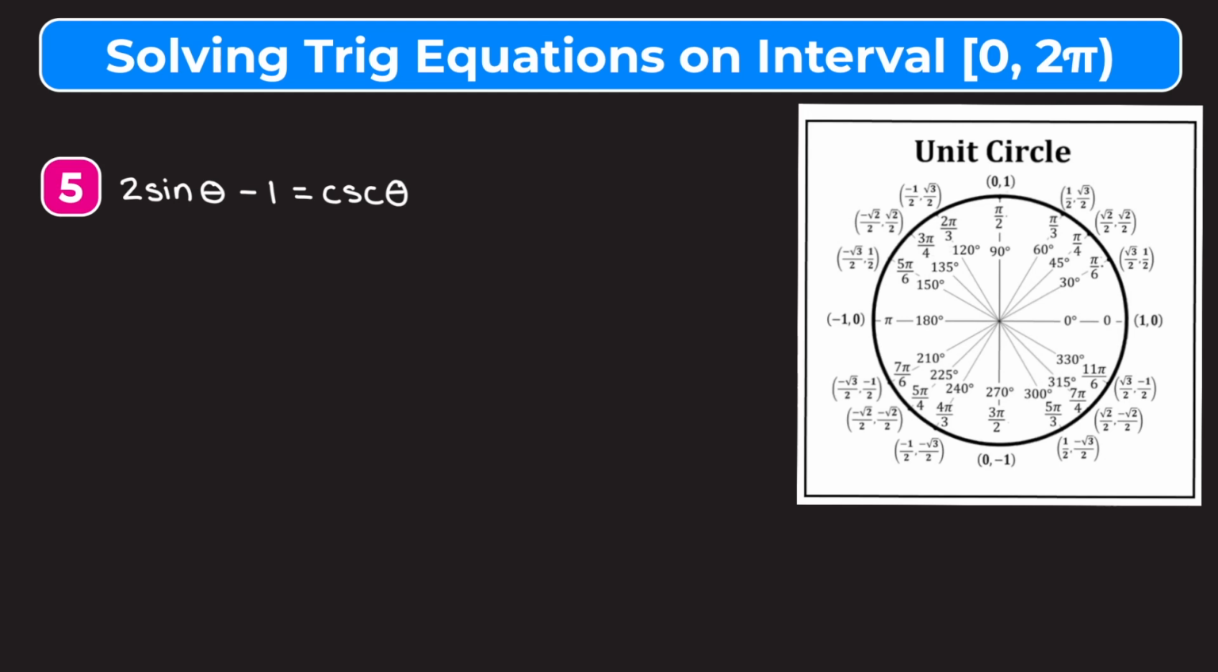So I like to work with sine and cosine more. So I'm going to turn cosecant into sine. So 2 sine theta minus 1, and I should say I'm going to turn cosecant of theta in terms of sine. So we know cosecant is 1 over sine. So we're going to write 1 over sine theta. And now what we need to do is get the sine theta out of our denominator. So we want to multiply both sides of our equation by sine theta.